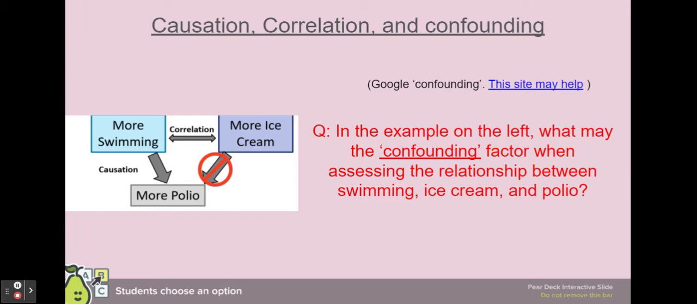Confounding is another term. Now, confounding can kind of complicate things. If you click on this link, it's going to bring you up to a page that talks a little bit more in detail about what confounding is. So click on that, read through it, and then come back to this page to answer the question. And the question is, in the example on the left, what may be the confounding factor when assessing the relationship between swimming, ice cream, and polio? Okay, so what's the confounding factor when assessing the relationships there?